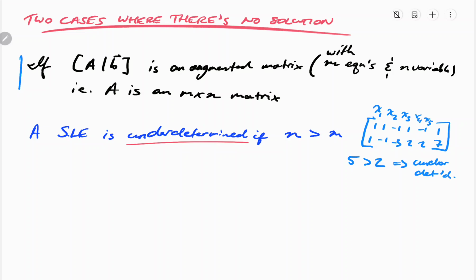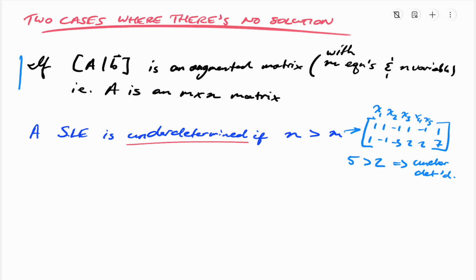If we did put this into row reduced echelon form and it was successful, we would have a bunch of free variables. So sometimes this could give you infinitely many solutions, and sometimes that isn't helpful. Now that we know that something can be underdetermined, we can also look at the case for something being overdetermined.